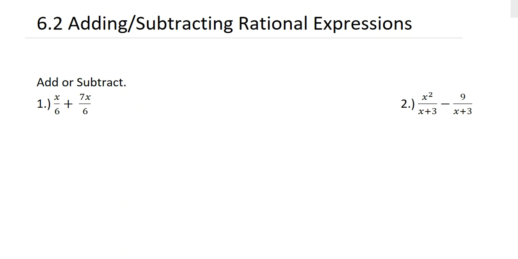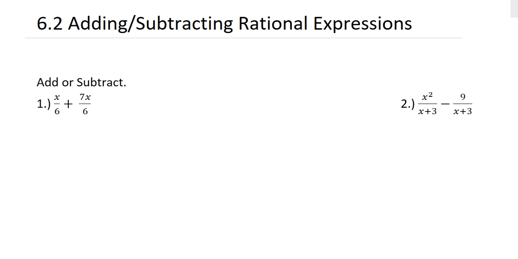Section 6.2 is all about adding and subtracting rational expressions. And if you think about it, what that really is, is adding and subtracting fractions. And the same rule applies when we have variables as it does any other time. So when we add or subtract fractions, we want to make sure that we have a common denominator.